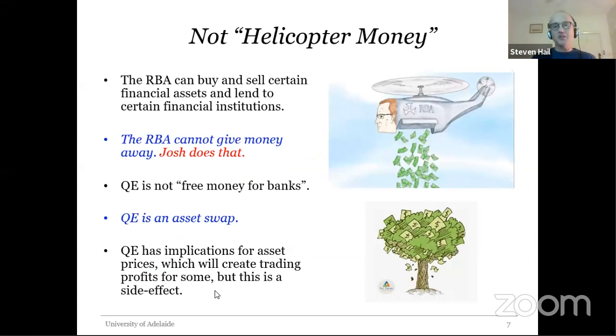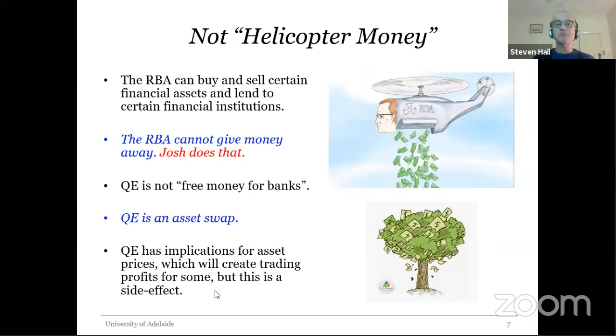This is not helicopter money. Quantitative easing has nothing to do with helicopter money and really not much to do with the notion that there's a magic money tree out there. The Reserve Bank is not giving away money to the banks for free. The Reserve Bank is not allowed to give stuff away for free.